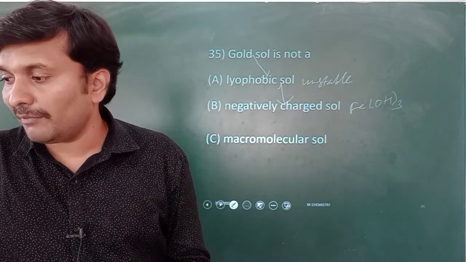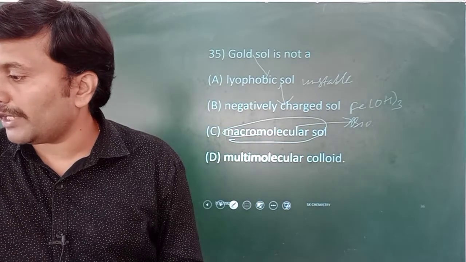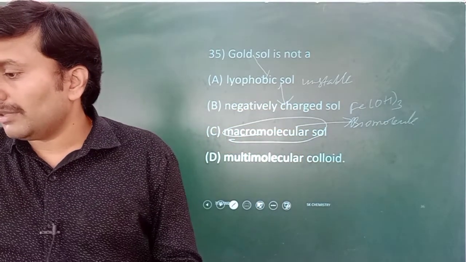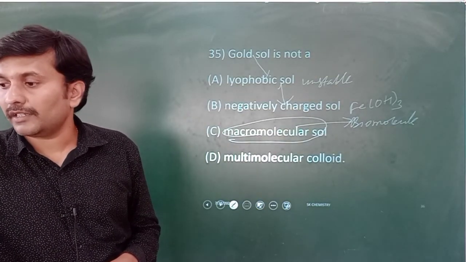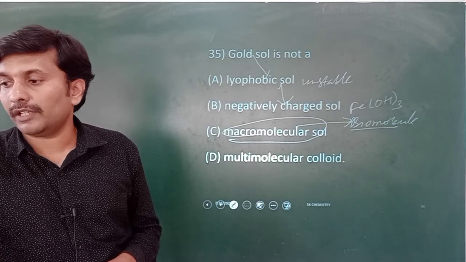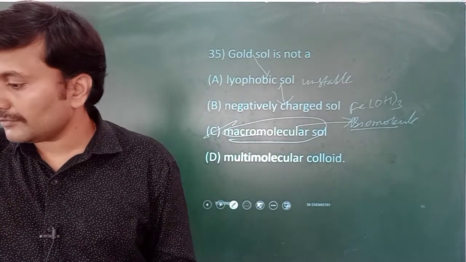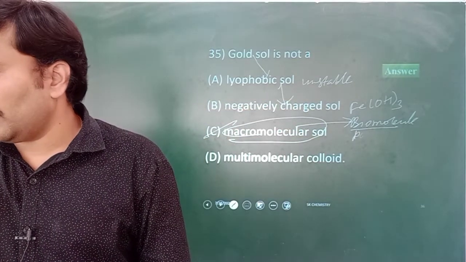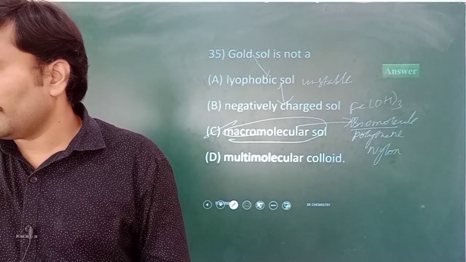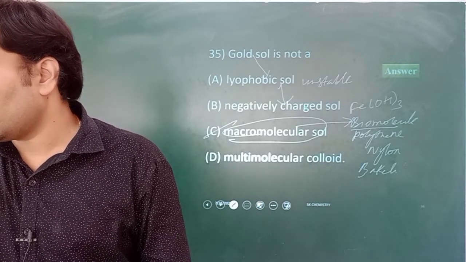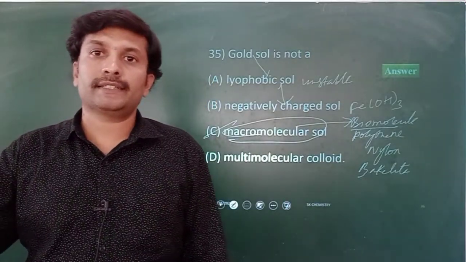If you have that information, and this is macromolecular. Macromolecular means it should be a biomolecule. Multimolecular is for the gold sol. So macromolecular is for biomolecules, multimolecular is for gold sol. So it is option C. Macromolecular, apart from biomolecules, you can take polythene, nylon, bakelite. All these are the examples.